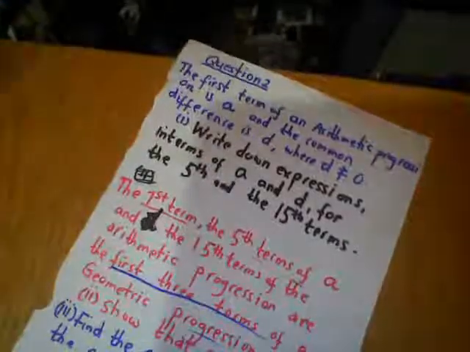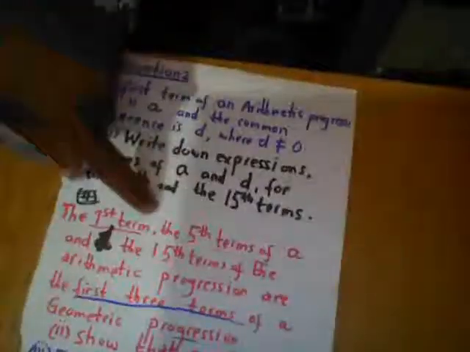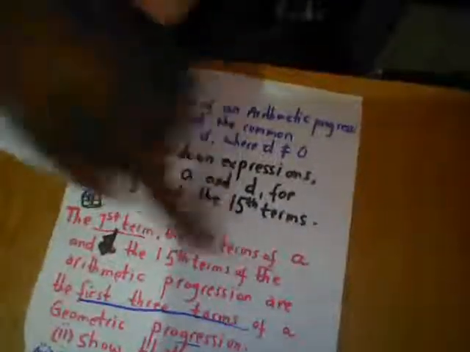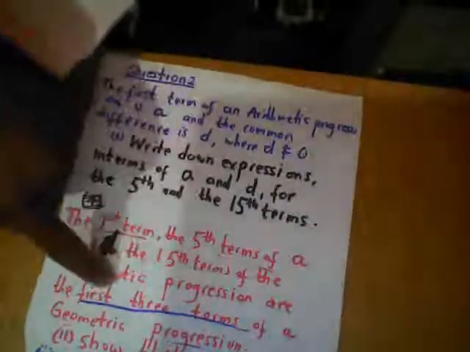Term 3, we do the same thing. A r to the power of 3 minus 1 equals 2. Term 3, my fault. So A r squared. So according to the equation, they say the first term, 5th term, and 15th term of arithmetic progression are the first 3 terms of geometric progression. But we know the first 3 terms of geometric progression. We just found them right now.